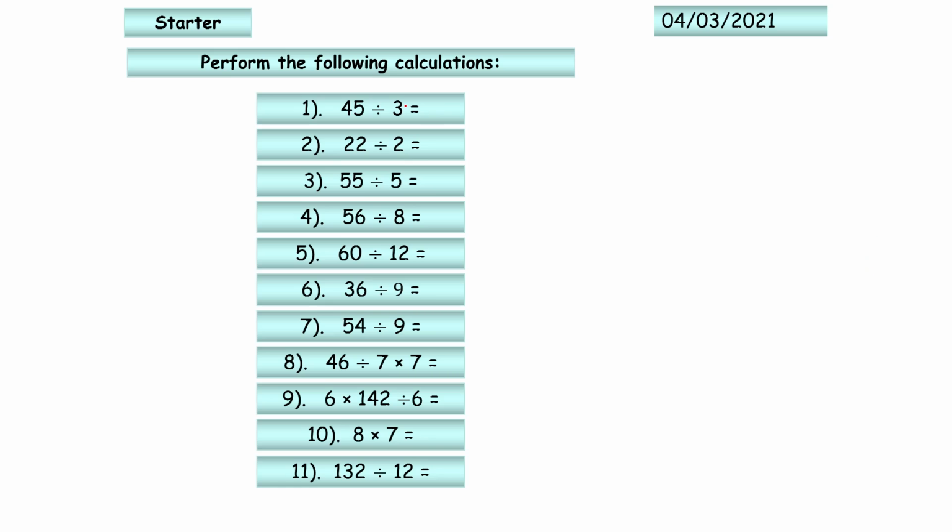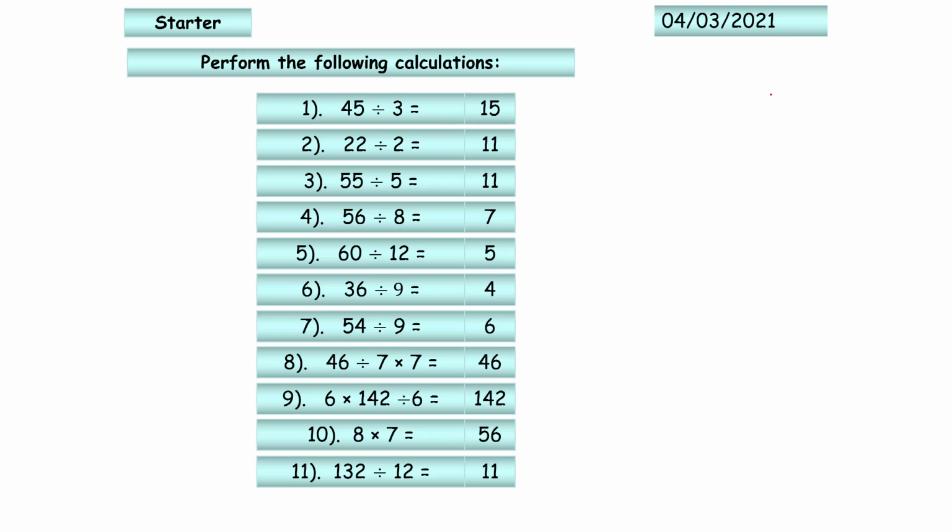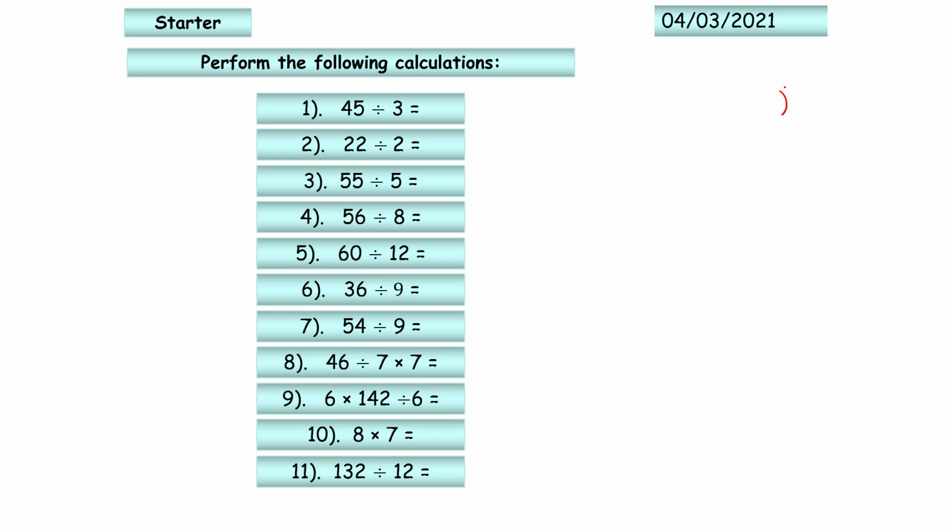Okay, so let's go through them. Question number 1, 45 divided by 3. So if you wanted to use the bus stop, that's fine. You could have written 45 divided by 3. We know 3 goes into 4 one time, carry 1, and 3 into 15 is 5. So we got 15 on the first one.